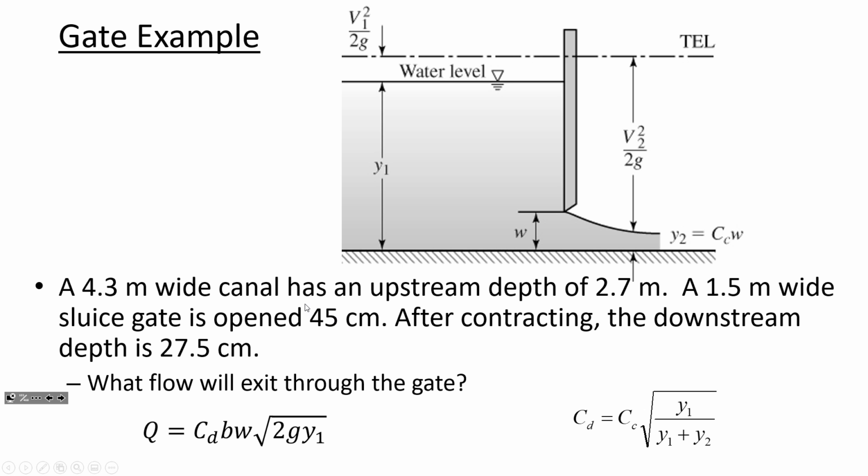All right, and you can see that the height of the opening, W, is 45 centimeters. So W is 0.45 meters, and B is 1.5 meters. After contracting, the downstream depth is 27.5 centimeters. So that's Y2. Y2 is the depth after contraction, and it is 0.275 meters. Okay, now one of the things we're going to need to calculate is the coefficient of contraction, because that goes into the discharge coefficient.